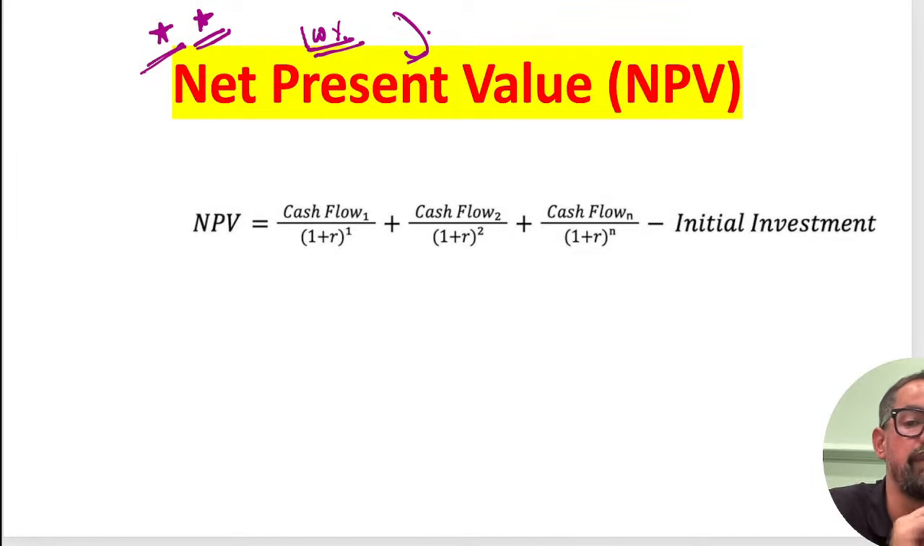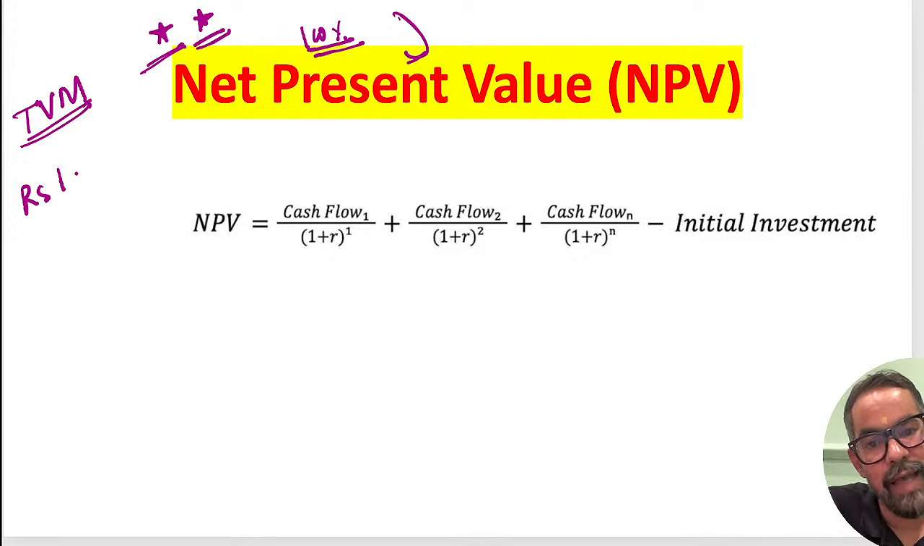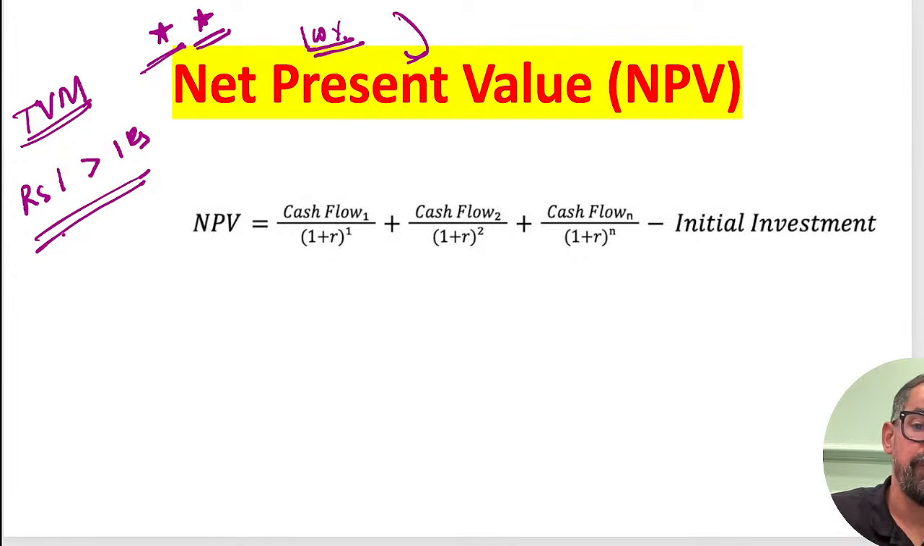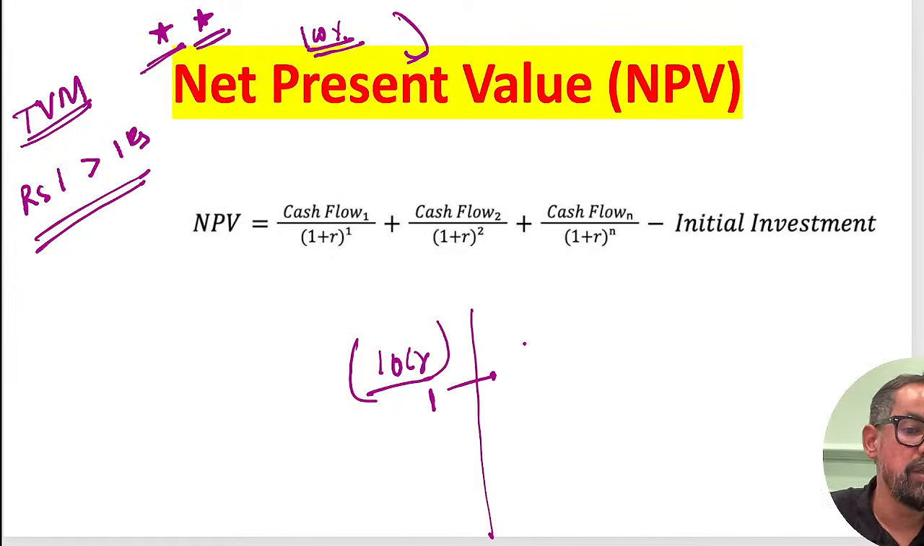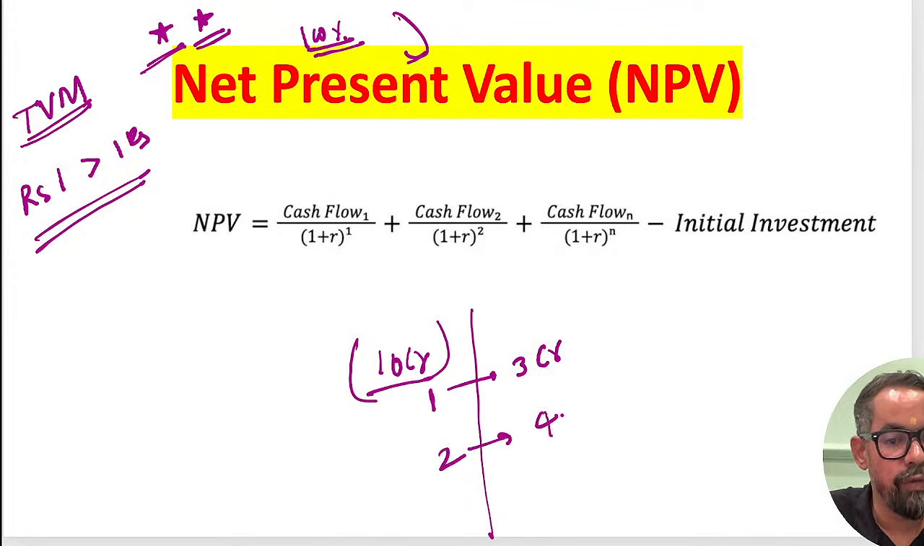Every firm uses it, and it is based on the time value of money. Time value of money we understand. Today's 1 rupee has a higher value than 1 rupee a year later. So basically, if we invest 10 crore rupees in some project, this is an outflow today, and let's assume the project runs for 3 years. First year it gives an inflow of 3 crores. Second year it gives 4 crores, and third year again 4 crores.